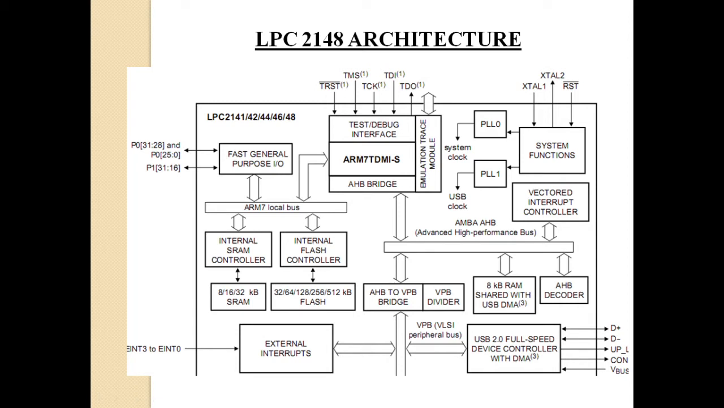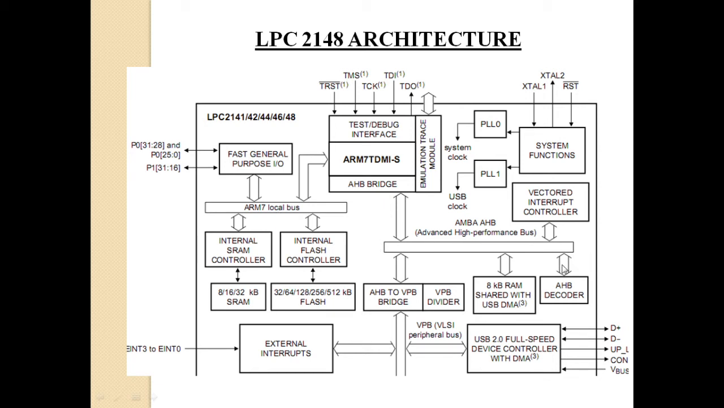Right. Then, in addition to the advanced high performance bus and the VLSI peripheral bus, there is one more bus known as the ARM7 local bus. This is the fastest bus available in ARM. So in ARM, if you are drawing three subdivisions, you have the ARM7 local bus, AHP bus, and VPP bus. Out of this, the ARM7 local bus will be operating on the highest speed. Why? You can see that it is directly interacting with the processor ARM7.